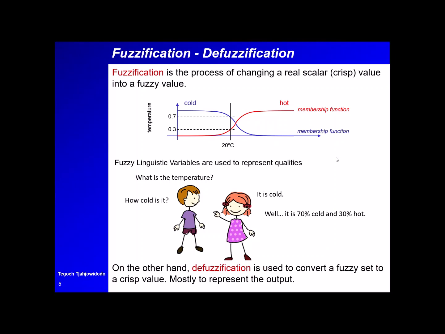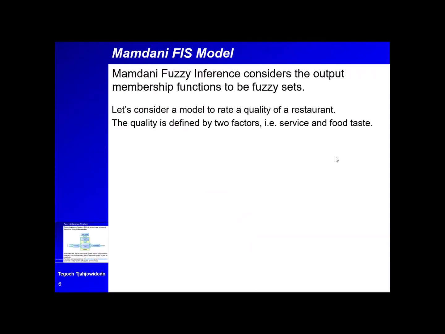Basically, defuzzification is just the inverse of fuzzification, to convert a fuzzy number to our language, to a crisp value. There are many techniques to do that. We will discuss it in the next few slides. Some researchers and scientists offer different techniques of defuzzification. One of the most popular defuzzification techniques is the Mamdani defuzzification technique.